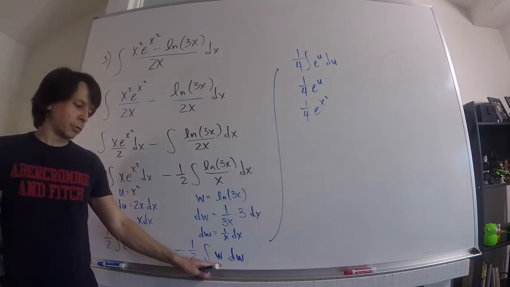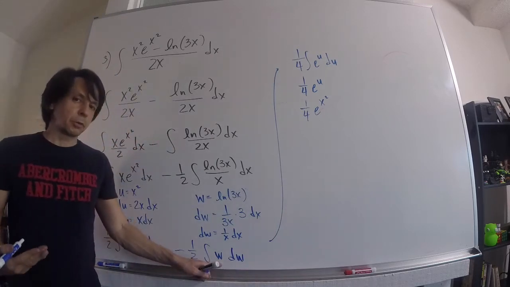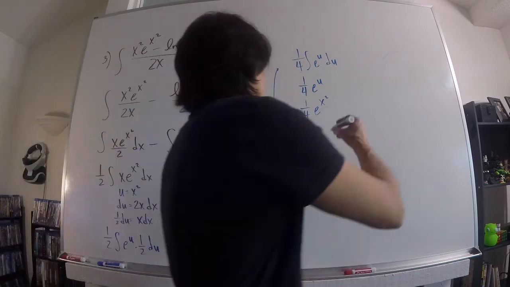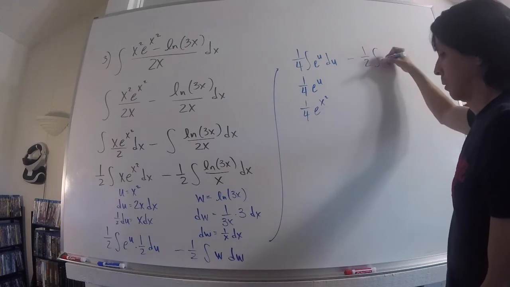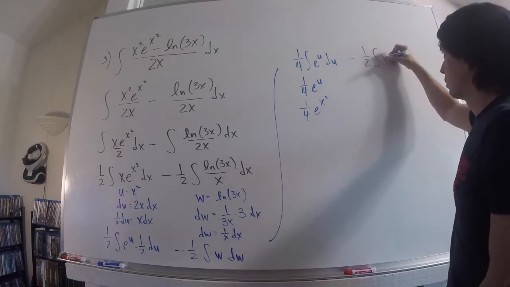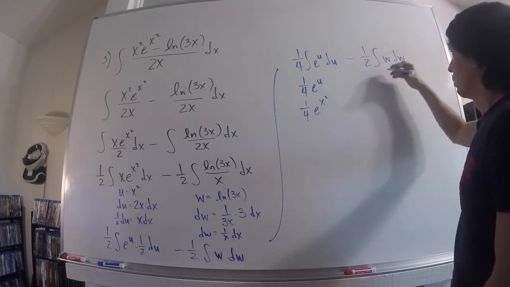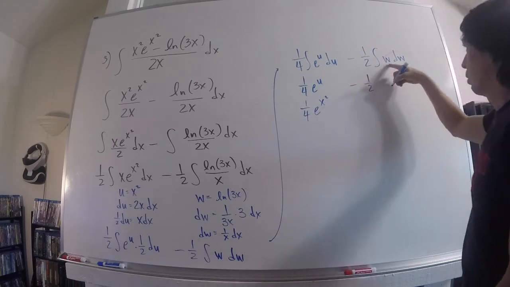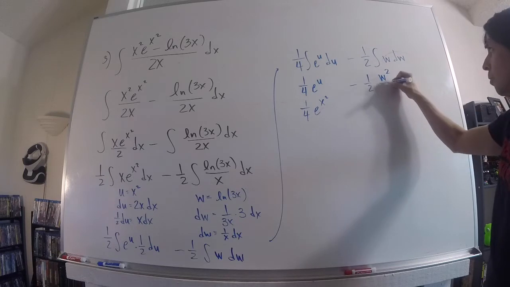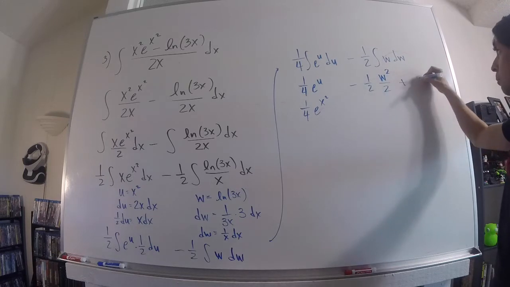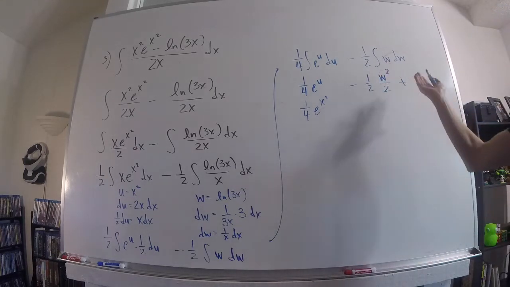be a power rule. This is w to the 1. I'm going to bump it up to 2, divide by that 2. So I'll do it right over here. Let me rewrite it first. Okay, so I'm going to do the power rule on that. That's going to be w to the 1 plus 1 is 2. I'm going to divide by that 2. And here's where I'm going to tack on the plus c for the whole thing.